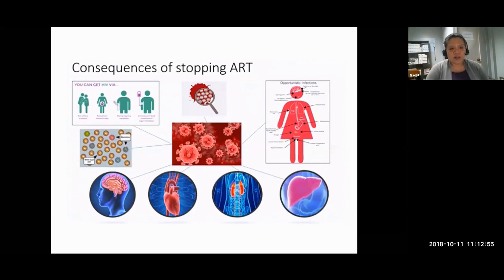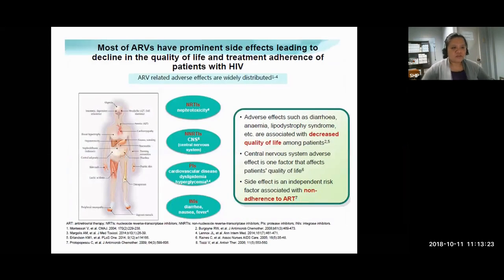And of course, we lose our ability to suppress the virus. So the resistance of HIV also becomes an important thing to consider. So if possible, we should really avoid patients stopping ART. But if we don't think of the long-term or short-term complications of the medications, this is a reality. Okay, so most ARVs have prominent side effects.